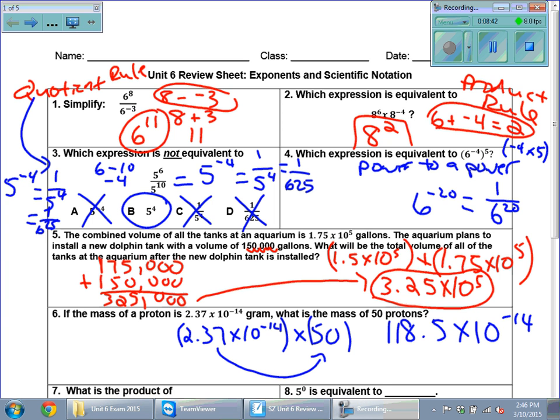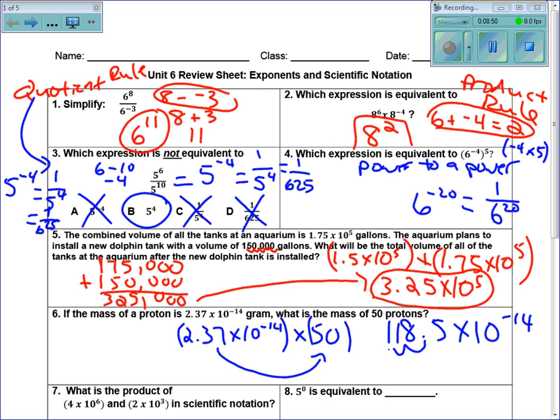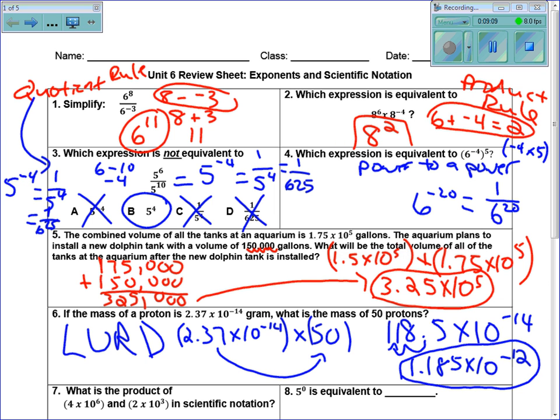So now we have this answer, 118.5 times 10 to the negative 14, but it's not in scientific notation. I need to move the decimal twice to the left, and we know our rules of LERD. If I move the decimal to the left, I have to move the exponent up. So 1.185 times 10 to the negative 12. If I take negative 14 and I'm picturing a number line in my head, or I'm even drawing it on my paper, if I go up 2 from negative 14, that brings me to negative 12, not negative 16. So you have to be very careful about that.